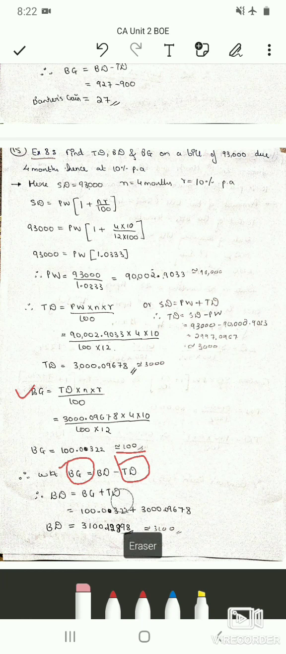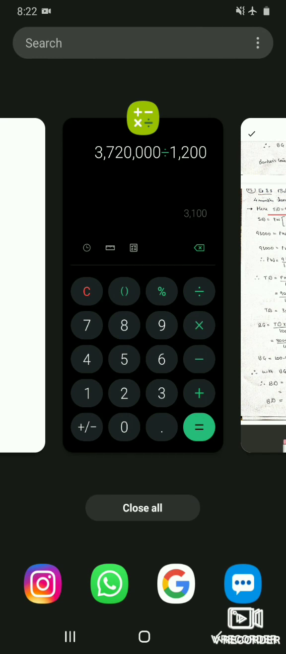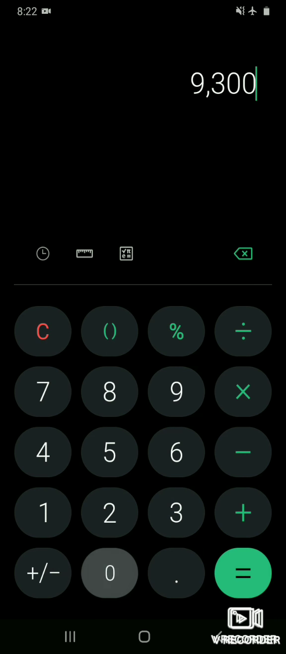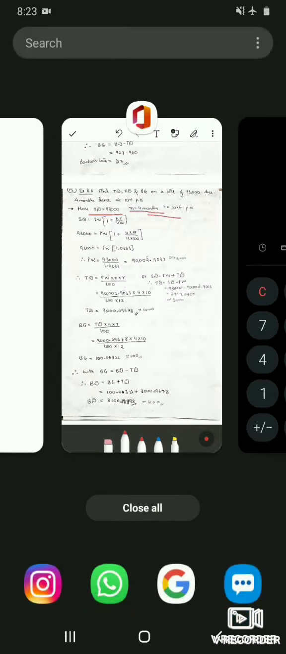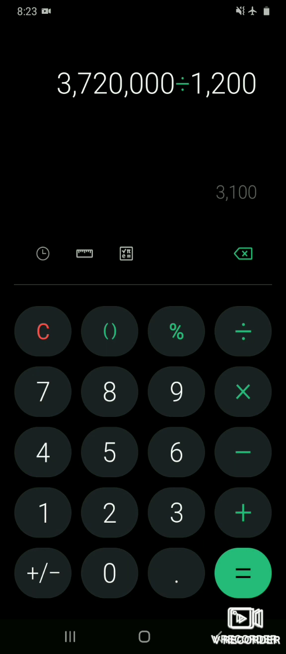Or else in this problem, we can calculate banker's discount easily, because we have the sum due, we have n and we have r. So it is 93,000 into, for how many months it is? For 4 months, into rate percent divided by 1200.